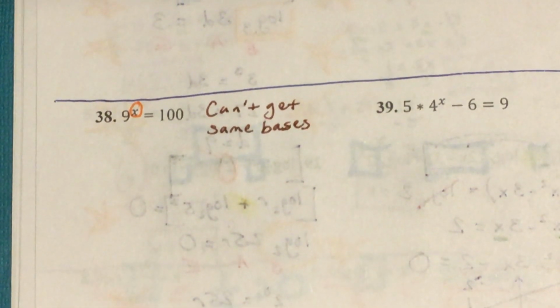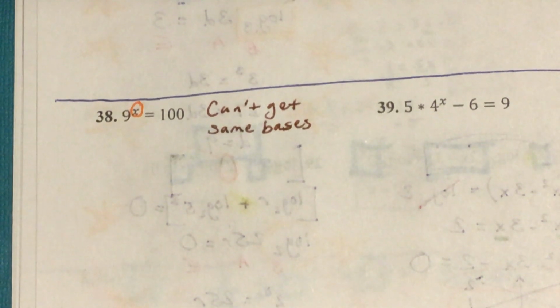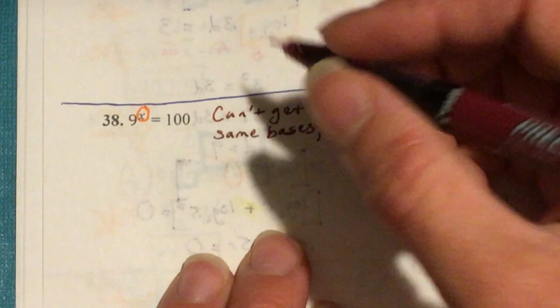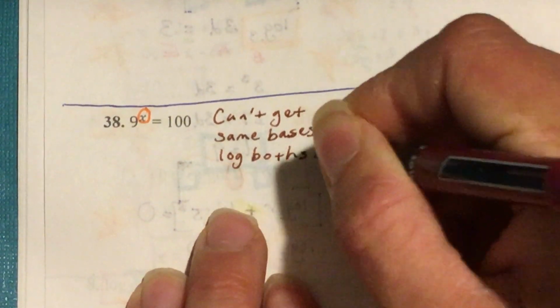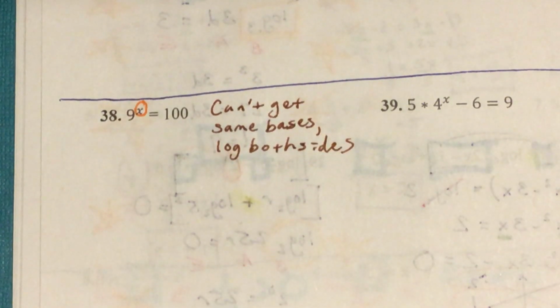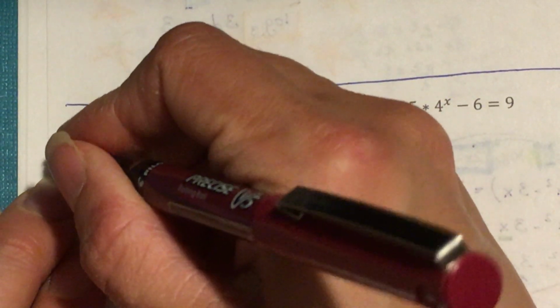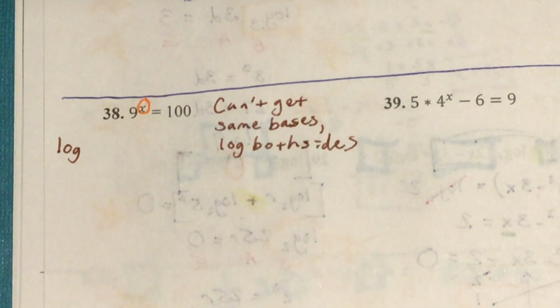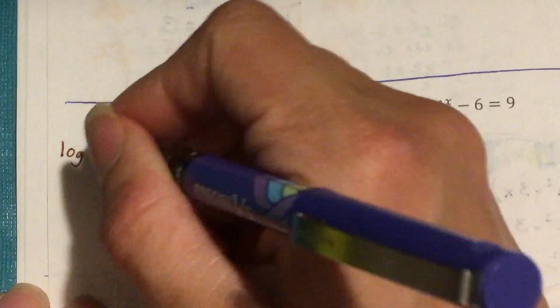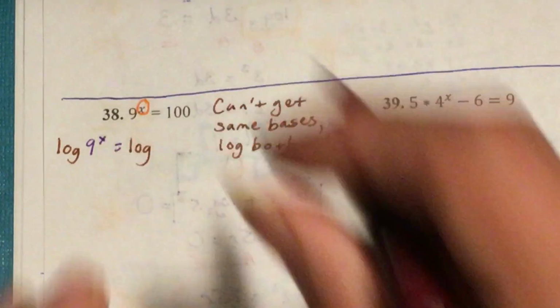Now, we encountered this in the note packet. What we do when we can't get the same bases is we log both sides. This is where we use logging as an operation. So if I common log both sides, I would have log of 9 to the x equals log of 100.